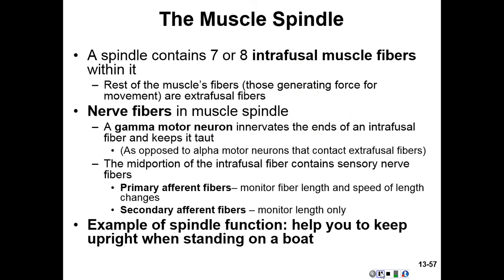All right, muscle spindles again, 7 to 8. Your intrafusal muscles that are there. The rest of the muscles generating forces are the extrafusal muscle fibers. So again, primary afferent, they monitor the length and speed of change. And the secondary afferent, they monitor just the length only of the muscles. So your gamma, they innervate the ends of the intrafusal fibers to keep them taut. So you got your alpha motor neurons, they interact with the extrafusal muscle fibers that consist of the remaining muscle fiber cells.